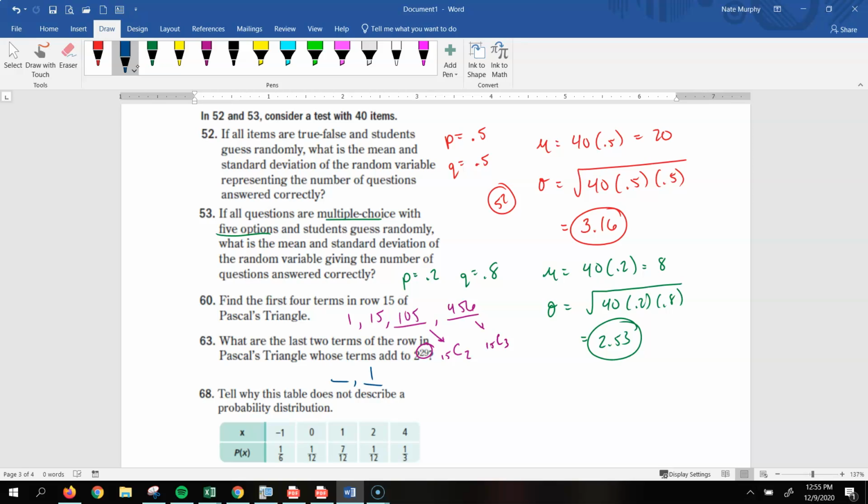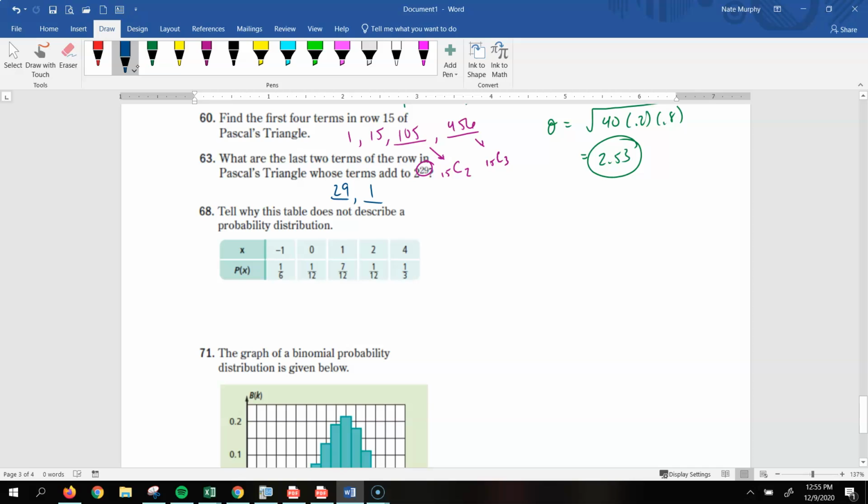And the first term is 1. The second term in any row is whatever row you're in. Remember that Pascal's triangle is symmetrical. So that means if the second number is what row you're in, the second to the last number is also what row you're in. So 29 and 1 would be the last 2 numbers in row 29.